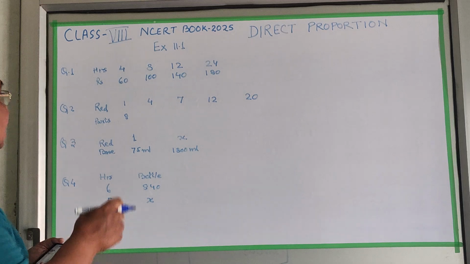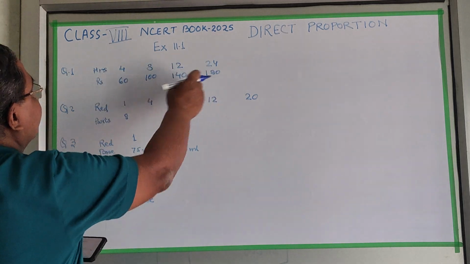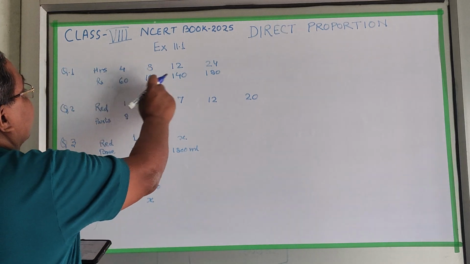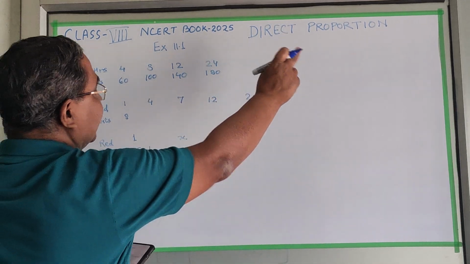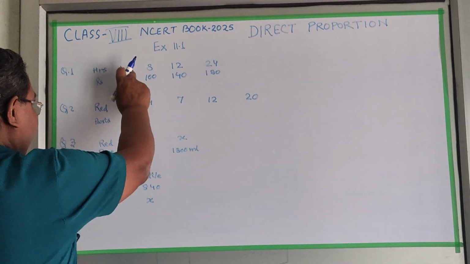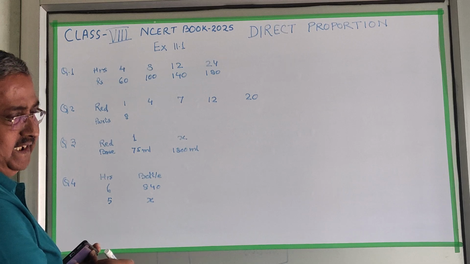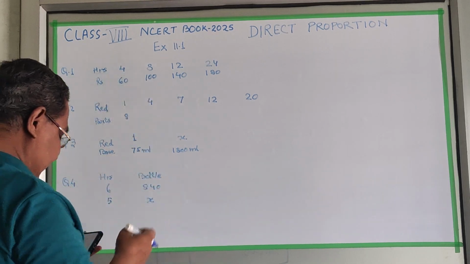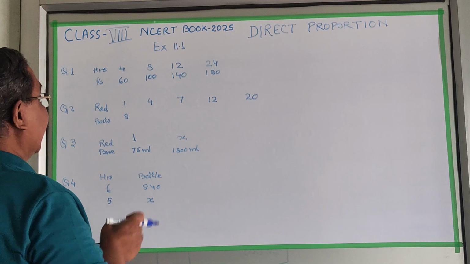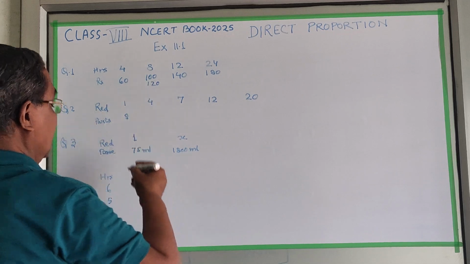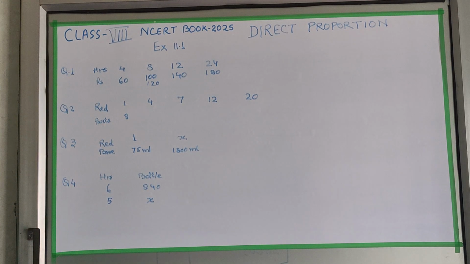So question number 1 is about hours and the parking rate. The book wants to know whether these charges are as per direct proportion or not. If it is direct proportion, it means if hours increase, the charge should also increase. Suppose it is 4 hours, it is 60 rupees. If it is 8 hours, what should it be? Then it should be double, means it should be 120.